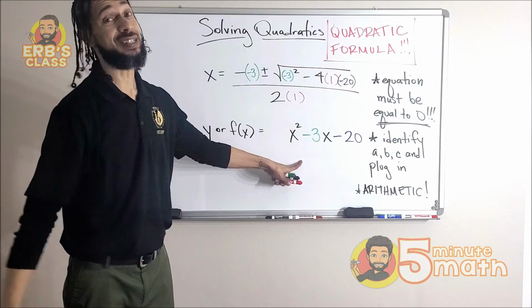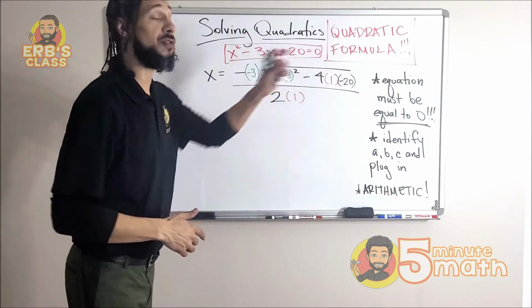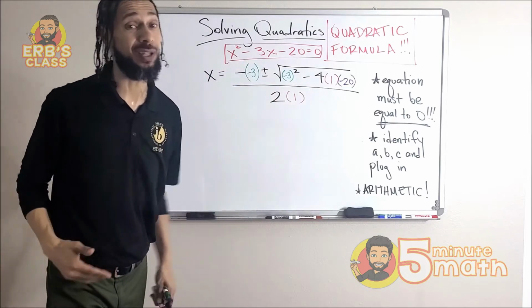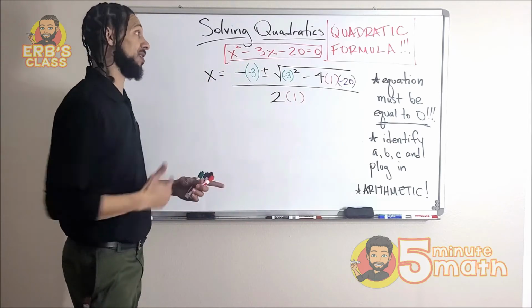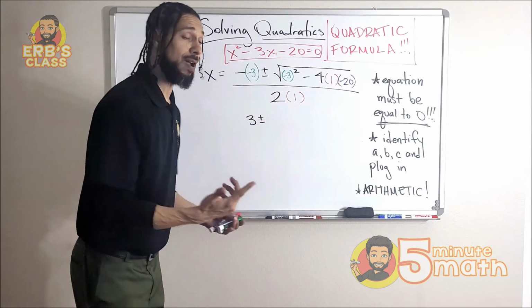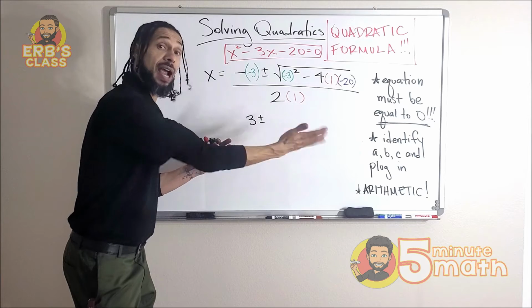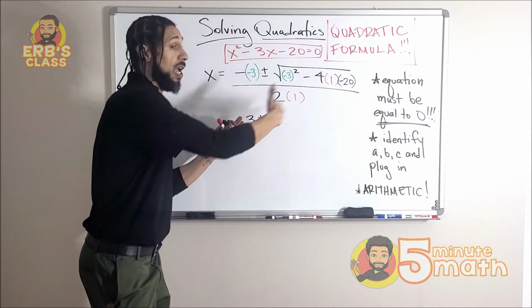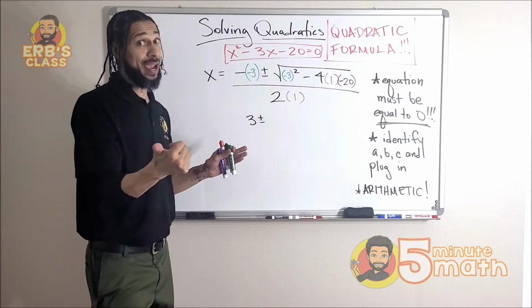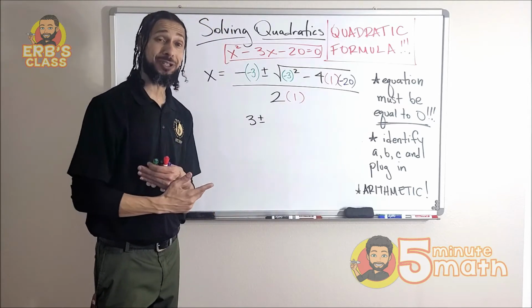Let me move this equation out of the way, we're going to need some room. I have my equation set equal to 0, I got A, B, and C, I plugged them all in. Now let's talk about what happens here. Negative 3 is 3. Good. Now this plus or minus symbol, remember what that means. There are two things happening here: 3 plus everything that happens after, and 3 minus everything that happens after. That's where we get our two solutions from.